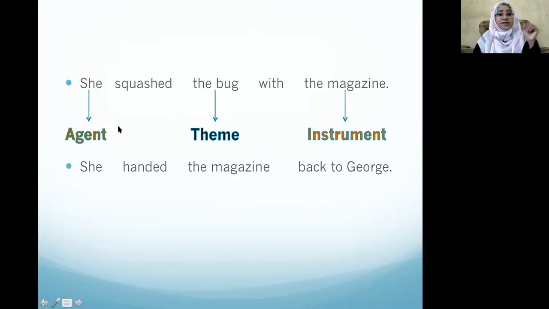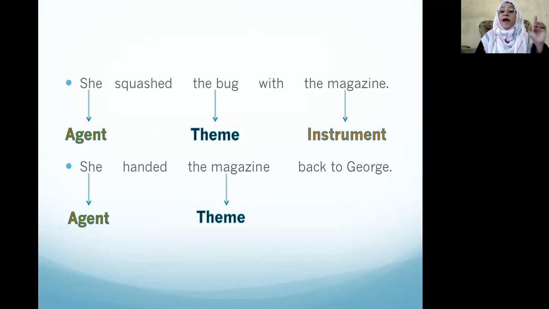Now see the sixth sentence. She handed the magazine back to George. She took it from George. From George, that time it was hers. But now in this sentence, she handed the magazine back to George. So again, she is the agent. The magazine is the theme. And what is back to George? It is the goal, where it has been given to. It is handed back to George. So here in this sentence, the word George is performing the role of goal.